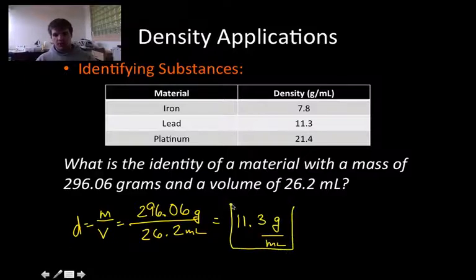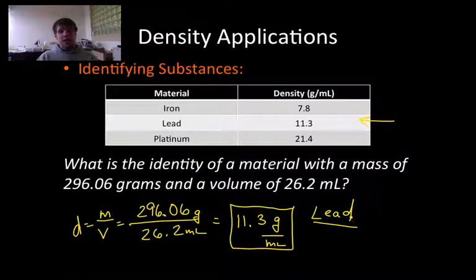Well, if this object has a density of 11.3 grams per milliliter, and I happen to know that lead always has a density of 11.3 grams per milliliter, then I can say that this object is certainly a piece of lead. All right, and so that's a nifty way where we can identify substances. I could pull a material out of a box and say, well, I don't know what this is, but if I can find its density and compare it to a list of values of densities that are known, then I can identify what that substance is made of.